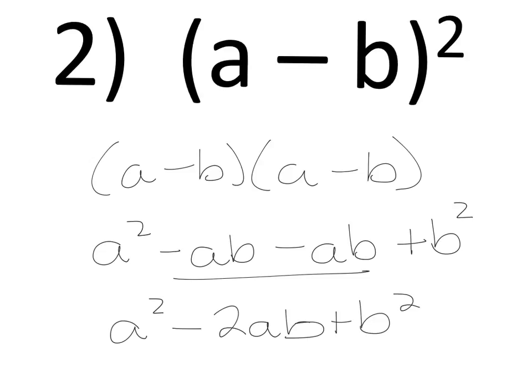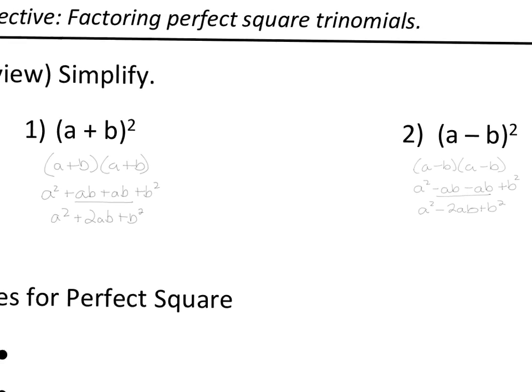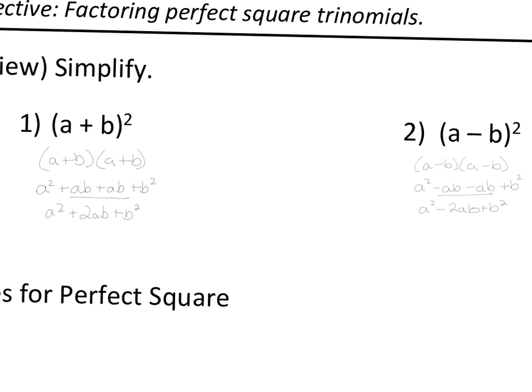Now let's zoom out for a second and take a look at our 2 answers. When I write this out twice and it's all addition, notice how we have a positive 2 in the middle, but when it was subtraction, I had a negative 2. But everything else in the problem is exactly the same. So if I have a positive, I have a positive in the middle, and if I have a negative here, I have a negative in the middle.